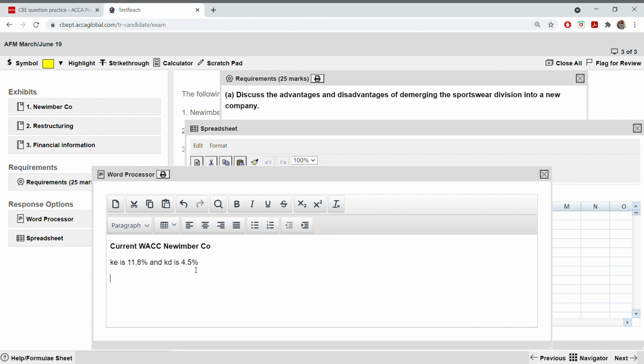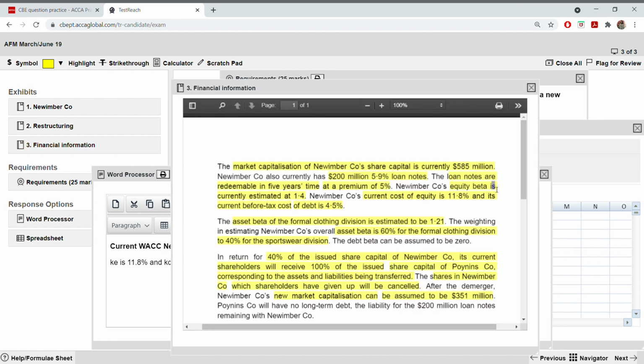You don't have to do anything with cost of equity. Okay. What do you have to find out? You have to find the market value of debt only. Market value of debt is required. See, cost of equity is given, market value of equity is also given. If you see the financial information, this 585 is your market value of equity only. Market capitalization of share means market value of equity. Okay.